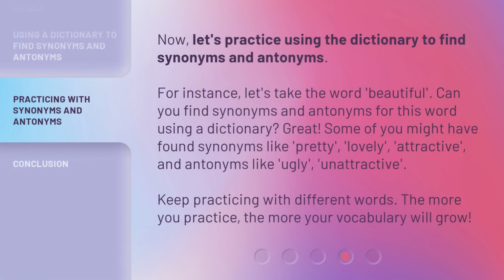Now, let's practice using the dictionary to find synonyms and antonyms. For instance, let's take the word beautiful. Can you find synonyms and antonyms for this word using a dictionary? Great! Some of you might have found synonyms like pretty, lovely, attractive, and antonyms like ugly, unattractive. Keep practicing with different words. The more you practice, the more your vocabulary will grow.